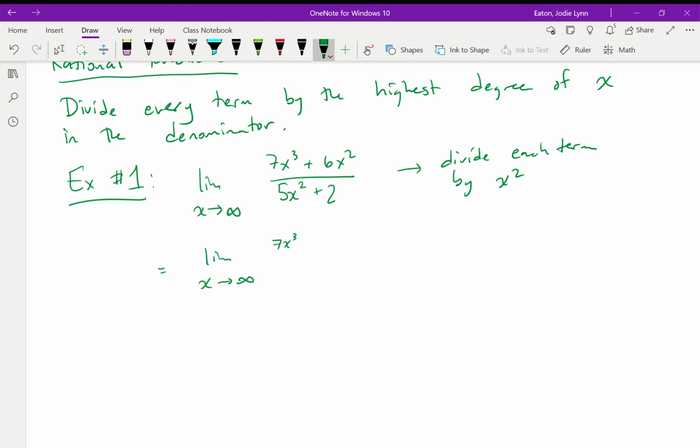So this is 7x cubed over x squared plus 6x squared over x squared, over 5x squared over x squared plus 2 over x squared. Sorry, not 2x squared. That should be 2 over x squared. As we approach positive infinity, anything that has a power of x that's not equal to 0 in the denominator is going to approach 0. Okay, so this is going to be equal to 7 times the x cubed cancels with the x squared, 7 times positive infinity plus 6 divided by 5. Well, a number times infinity plus 6 divided by 5 is still just positive infinity. So that means that that function will continue increasing. There are no horizontal asymptotes.